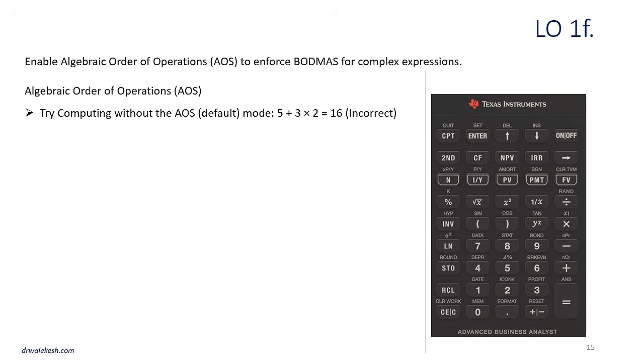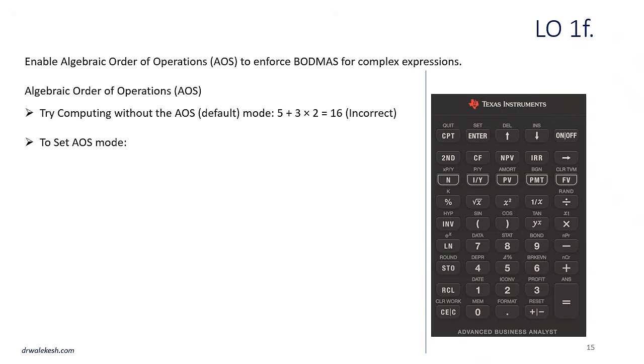The default mode of your financial calculator is without the AOS mode. So try solving this without the AOS mode. So press 5, which is this, then press plus, which is this, then press 3, then times, which is coming from here, then 2, you would get 16. 16 is completely wrong.